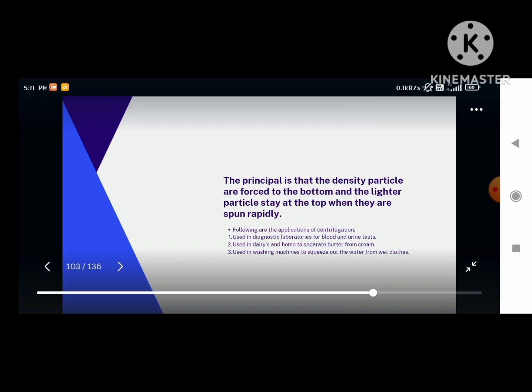Following are the applications of centrifugation: used in diagnostic laboratories for blood and urine tests, used in dairies and homes to separate butter from cream, and used in washing machines.